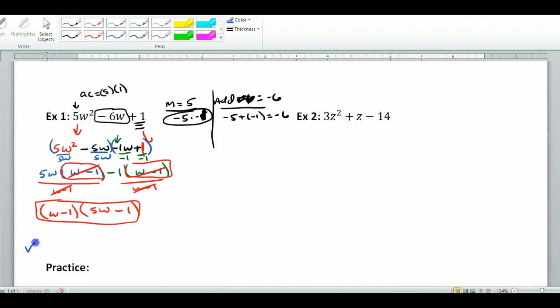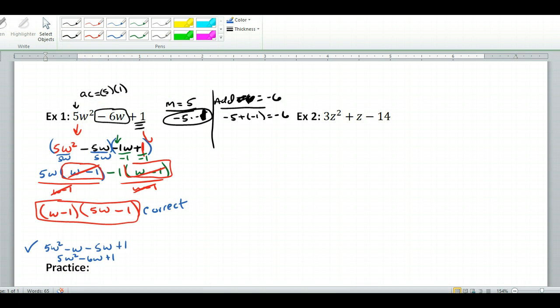If I wanted to check my answer, I could go ahead and redistribute. W times 5w, 5w squared. W times 1, negative w. Negative 1 times 5w, negative 5w. Negative 1 times negative 1 is plus 1. And you end up with 5w squared minus 6w plus 1. Is that the polynomial we started with? It sure is. So this is our correct answer.